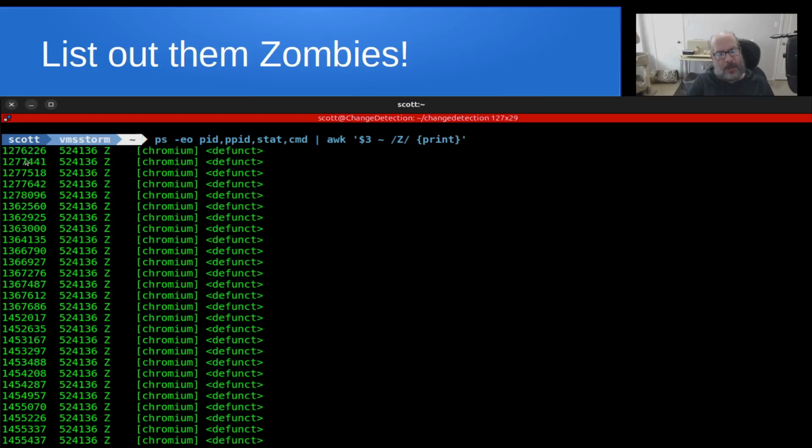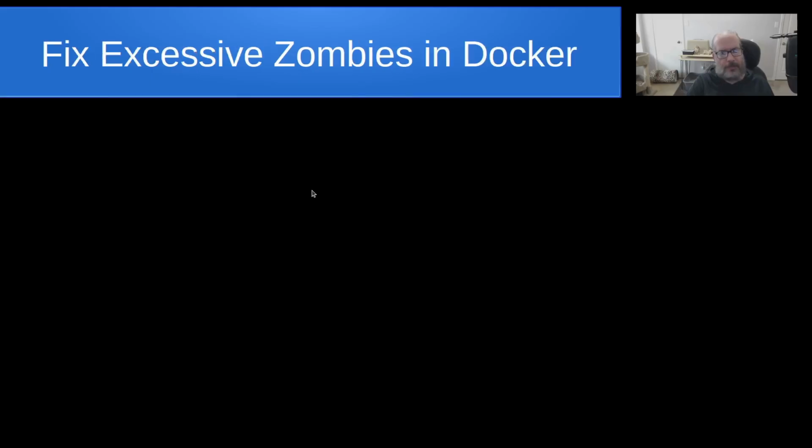But then the first column here is the process ID of all of the different zombies. And so these things aren't running, but when they were running Chromium. And that's what's good about this listing, to help you point out exactly what your issue might be.